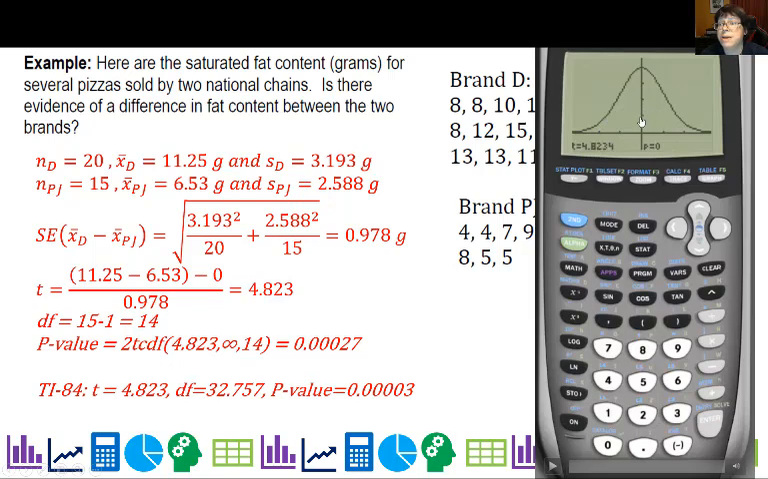The problem is this one doesn't have degrees of freedom. Make sure that if you do that, on the output screen, it does show the degrees of freedom there.